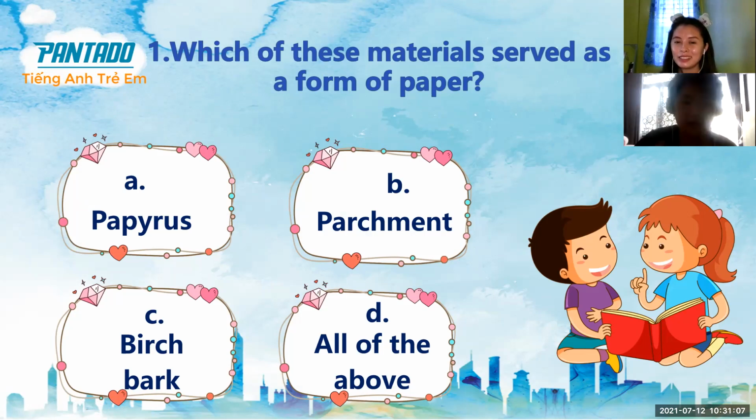I think it's birch bark. Birch bark, so your answer is C. How is that? Okay, so let's see. Materials serve as a form of paper. So using those materials, they can form paper. So the correct answer is all of the above. The papyrus also is another form. Parchment is also another form. Birch bark is also another form of paper.